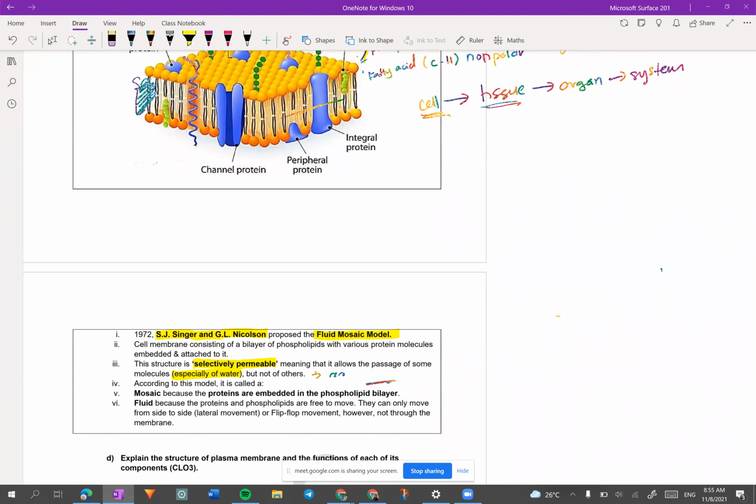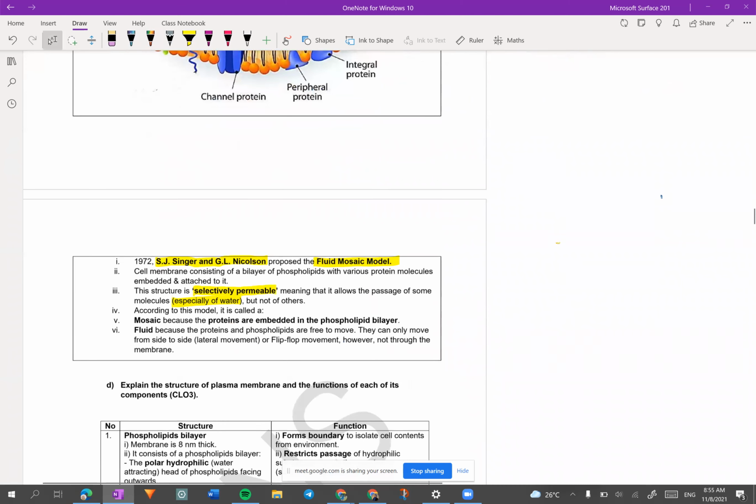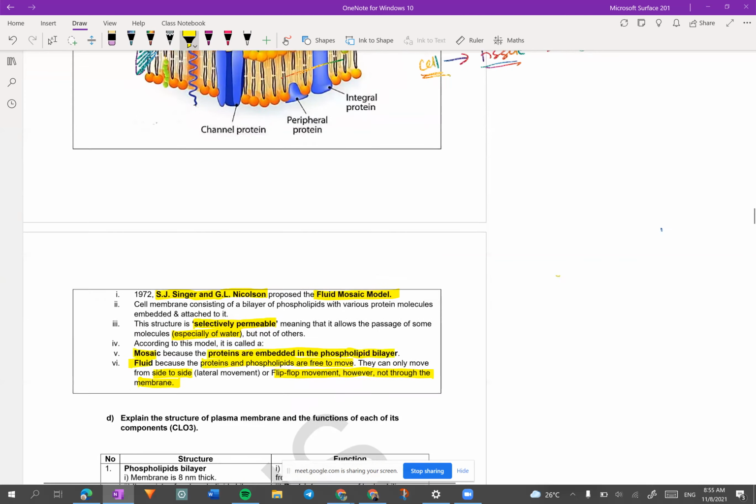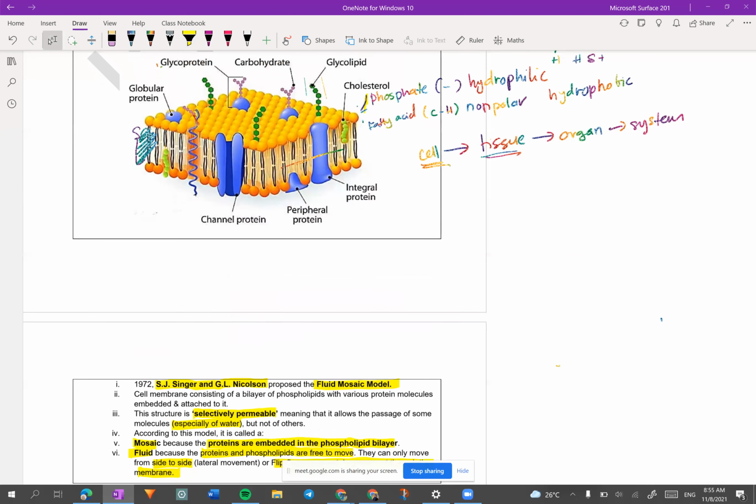Baiklah. And then, especially of others, according to this model, it is called a mosaic. Okay, yang ni penting. It is called a mosaic. Harus tulis semua ni. Mosaic because protein are embedded in the phospholipid bilayer, while fluid is because protein and phospholipid are free to move. Okay, yang ni tak perlu sangat. Flip-flop, side to side. Kiranya macam mana dia boleh bergerak. Dia boleh gerak side to side ataupun dia boleh gerak atas ke bawah. Flip-flop dia.